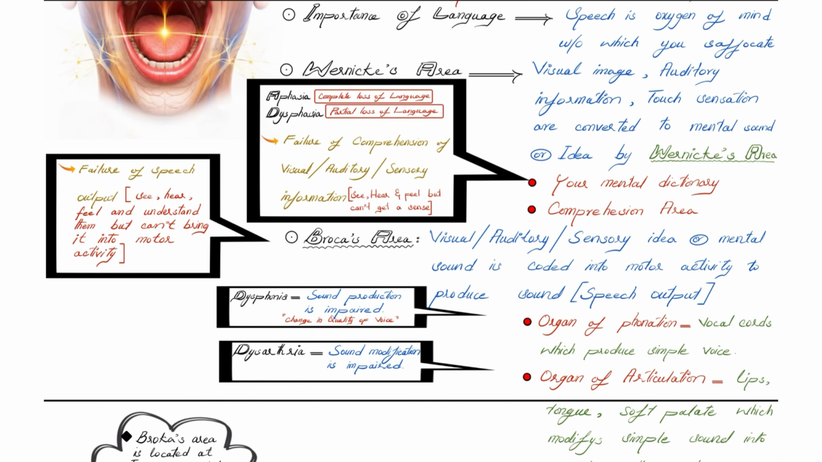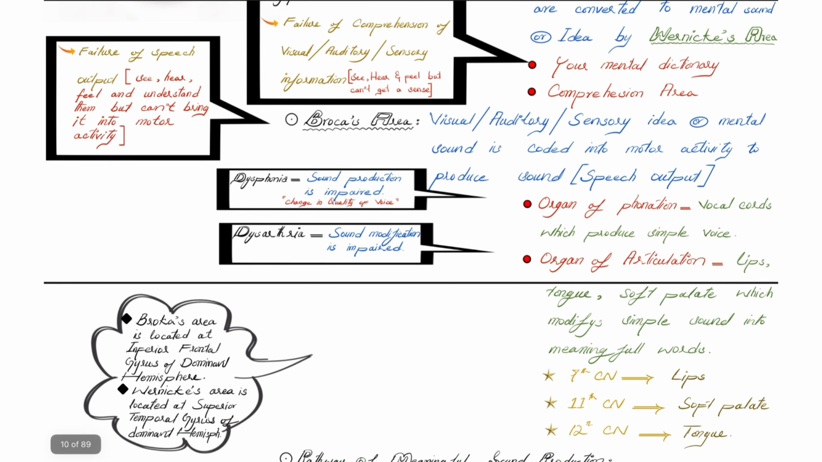So Broca's area codes the motor activity, and this motor activity is brought out by organ of phonation and organ of articulation. Organ of phonation is the vocal cords, which produce simple voice, like we have vowels in the English alphabet: a, e, i, o, u. And organs of articulation, like lips, tongue, soft palate, modify the simple sound into meaningful words.